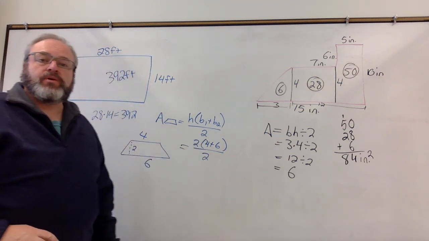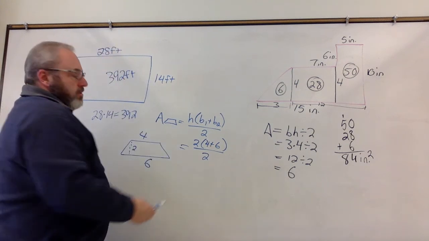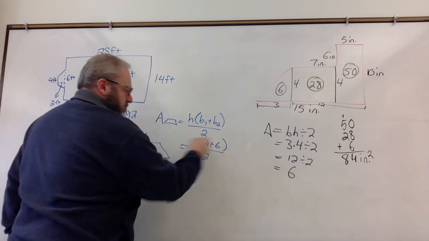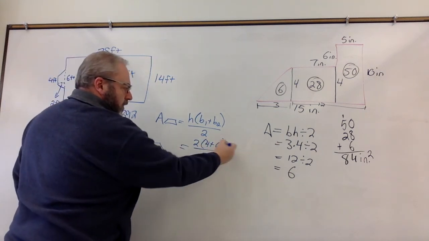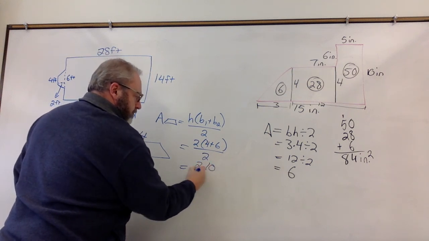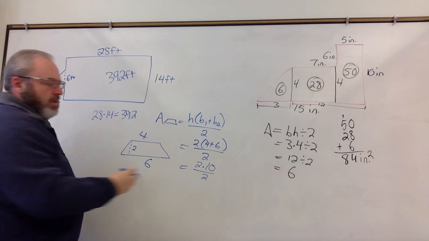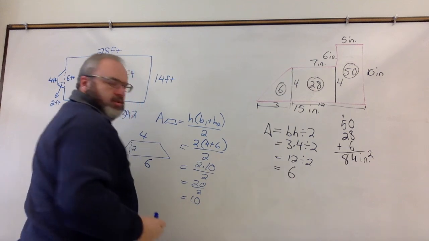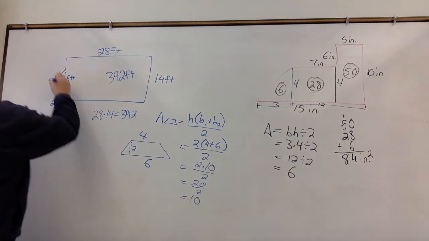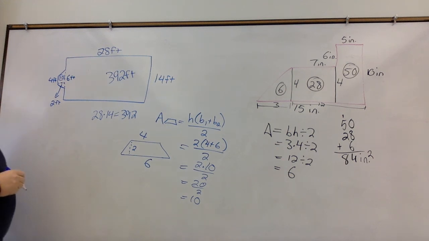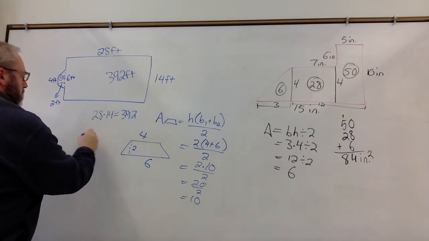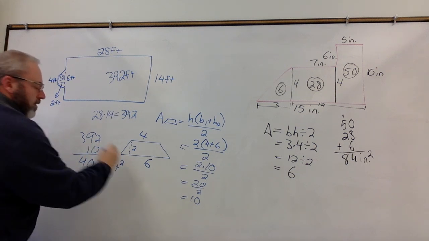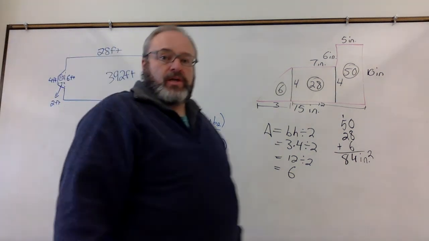Okay. Now, if we remember how to do cross-canceling, we could show that the 2's are going to cancel. 2 divided by 2 is 1. But let's just do this out the regular way, just so we aren't confused. 4 plus 6 is 10. Bring down our 2's. 2 times 10 is 20. Divided by 2, which leaves 10. And that is this section right here. Don't forget, we've got to add our two numbers together. So we have 392 plus 10, 402 square feet.